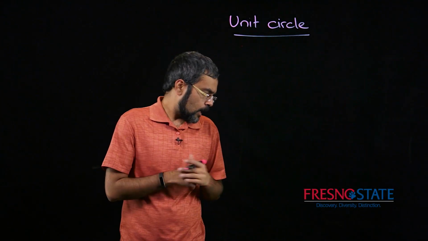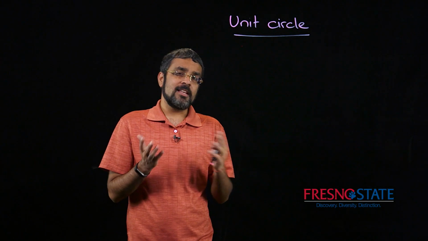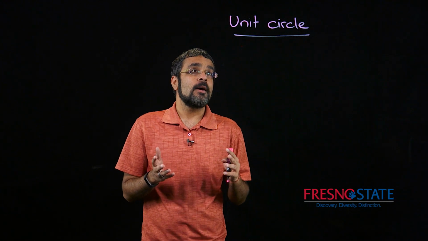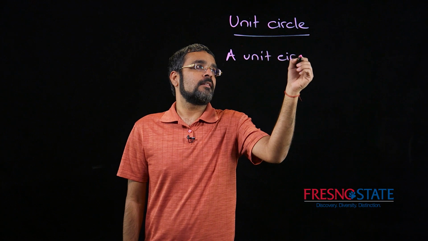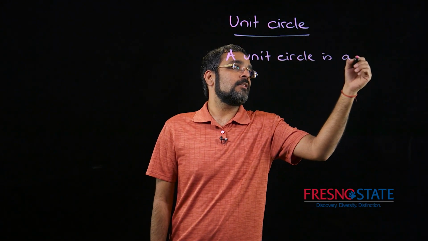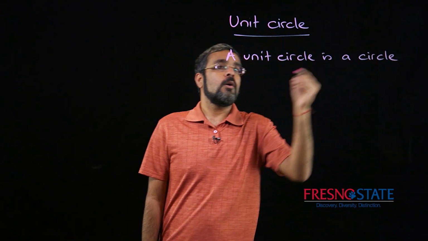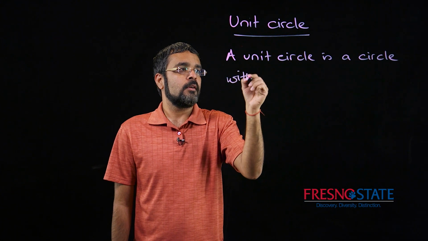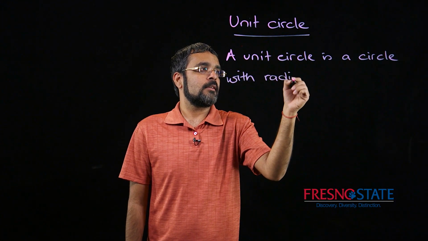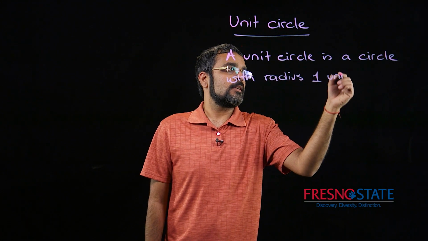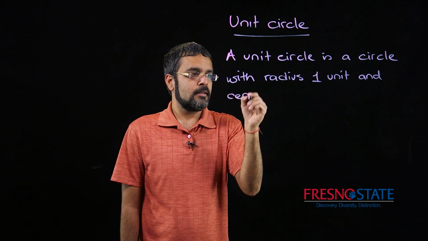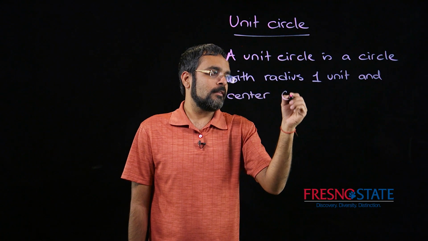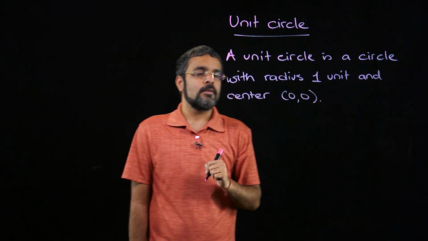Okay, so we're going to look at the unit circle. We've already seen this before if you guys remember it, but a unit circle is a circle with radius 1 unit and center at the point (0, 0), or the origin, right?